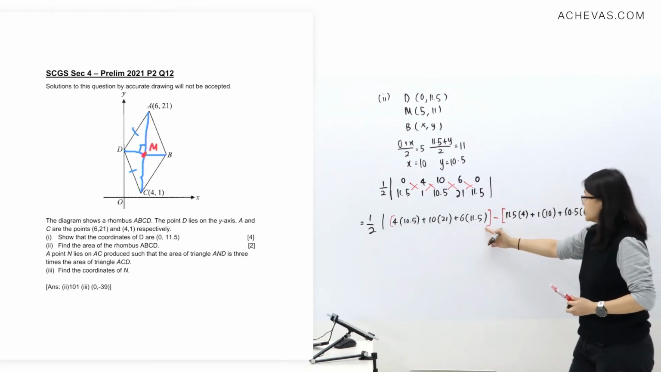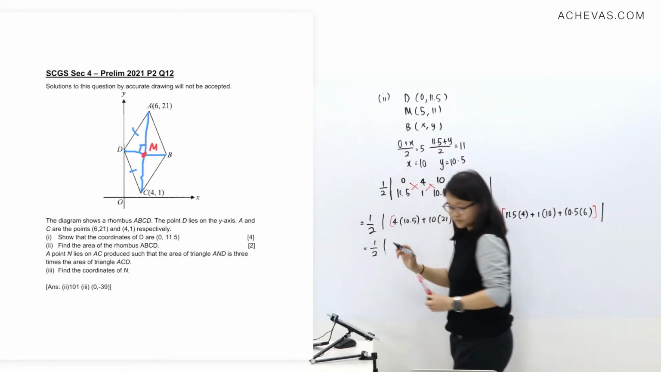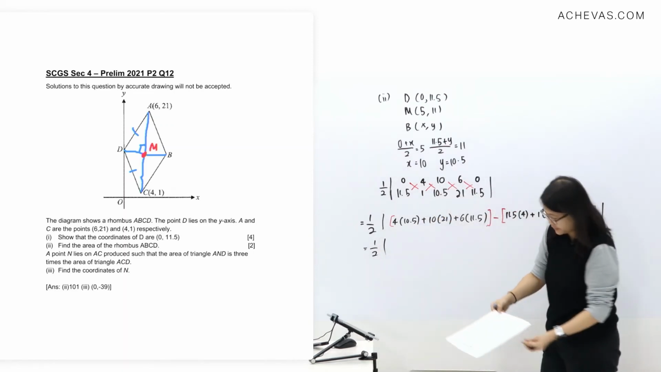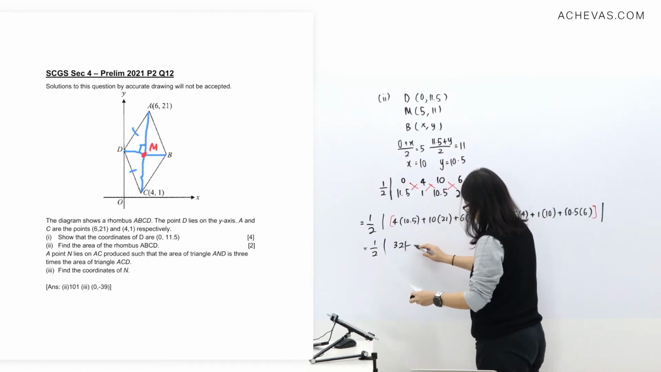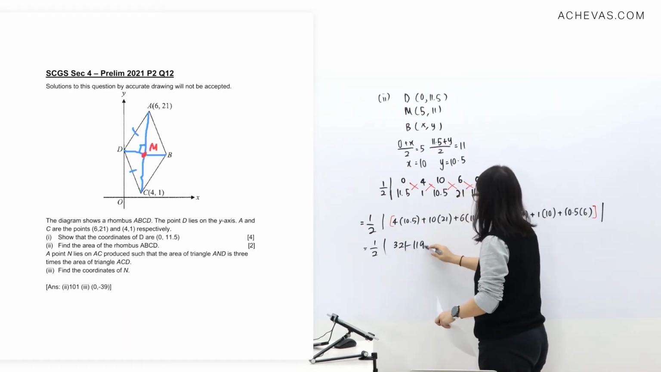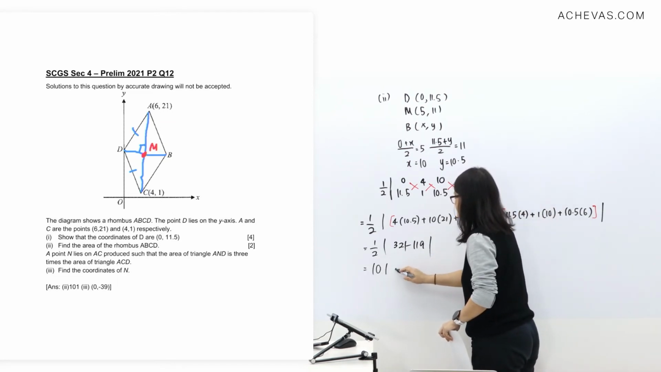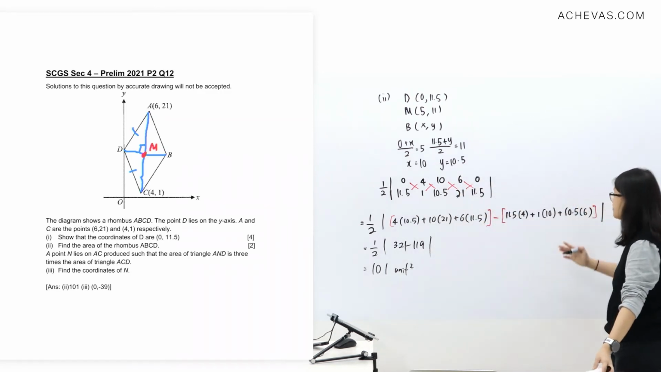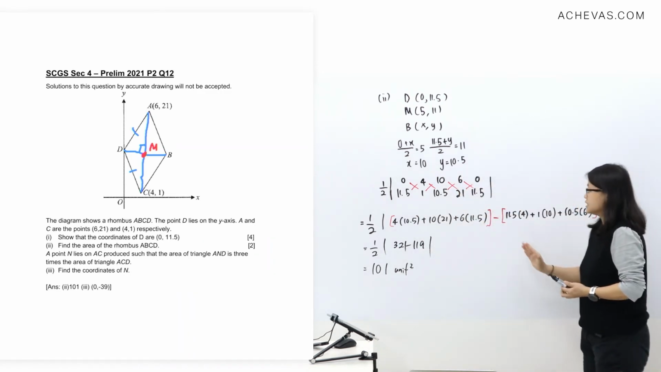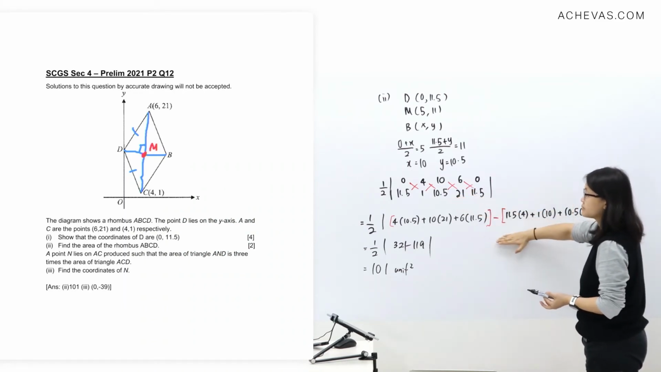Okay, so let's use the calculator and add all this. I will have 321 minus 119, which leads you to 101 for the area. So this is a very common method. So let's see how you can do it without using this method.